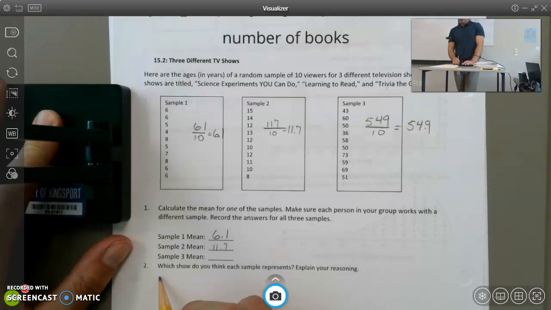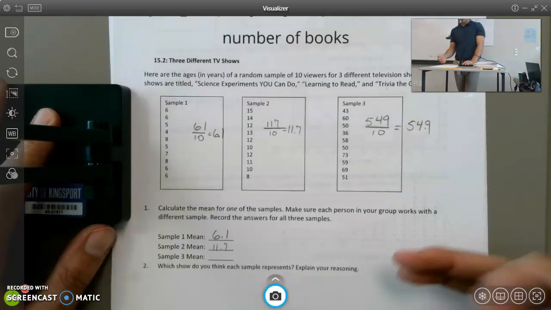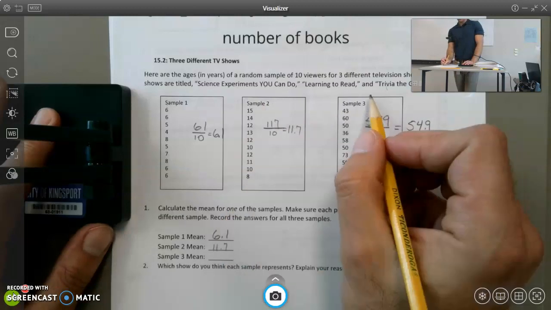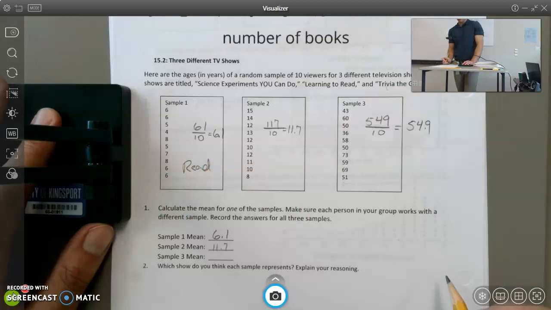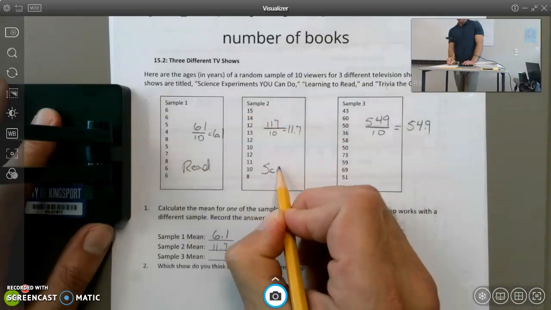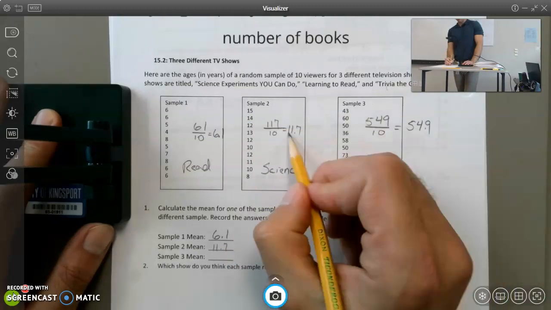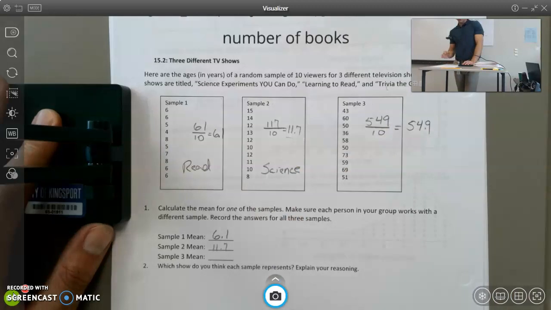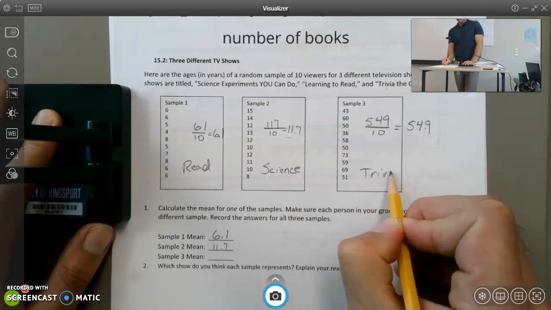Now, question 2 asks us, which show do you think each sample represents? Well, by looking at the titles, I think this is the one that's about learning to read. I think this one is about science experiments you can do, so like science for teenagers or preteens and middle school age. And then this one would be the trivia game show.